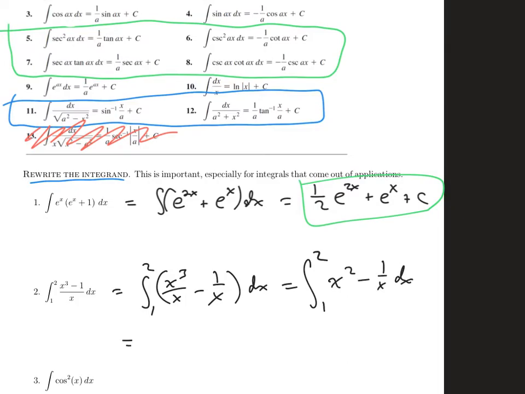And so the antiderivative of x squared is 1/3 x cubed. The antiderivative of 1 over x is the log of the absolute value of x. This is a definite integral, so instead of doing a plus c, I would evaluate it. And I'll have 8/3 minus log 2 and minus 1/3. So that's 7/3 minus log 2.